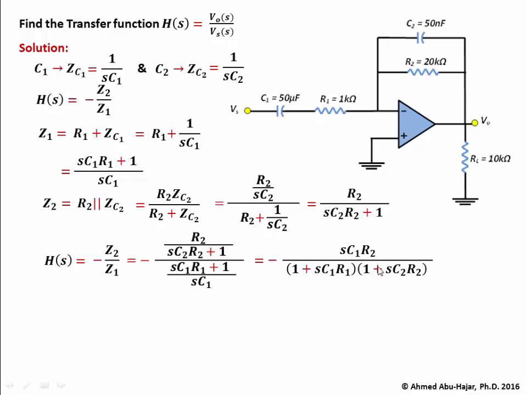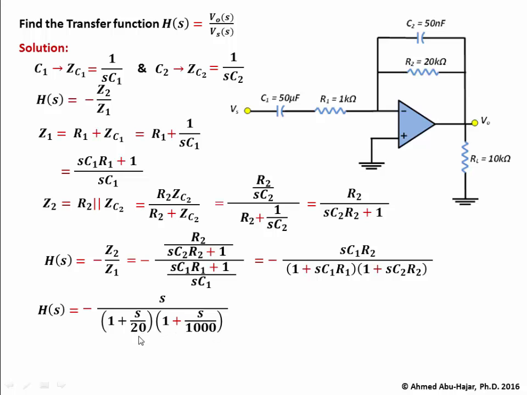Now all I have to do is just plug in the values of the R's and the C's. What I will end up with is that the transfer function H(s) will equal negative s over (1 plus s over 20) times (1 plus s over 1000). So this is the transfer function, and it is a friendly function that we can deal with very easily. In fact, we can predict the frequency response of this circuit.